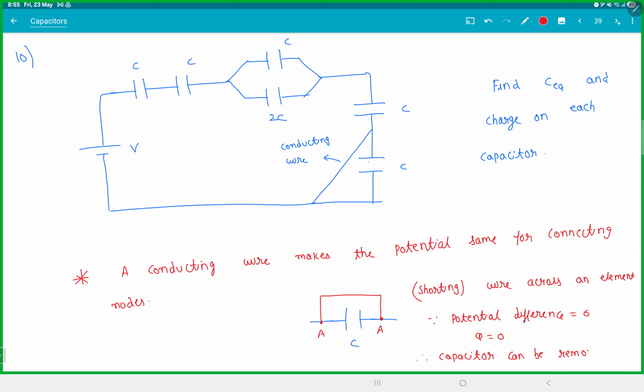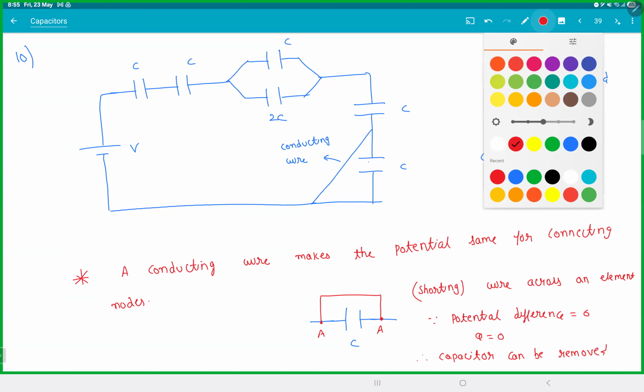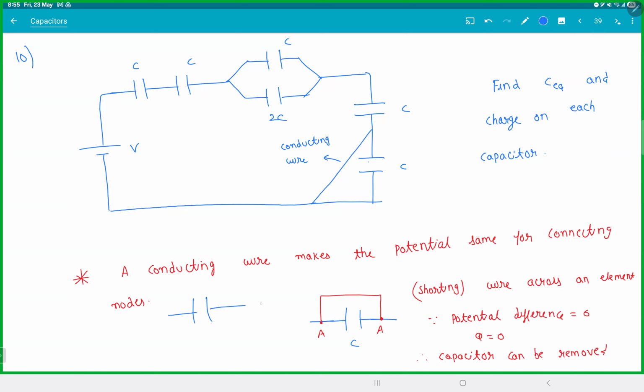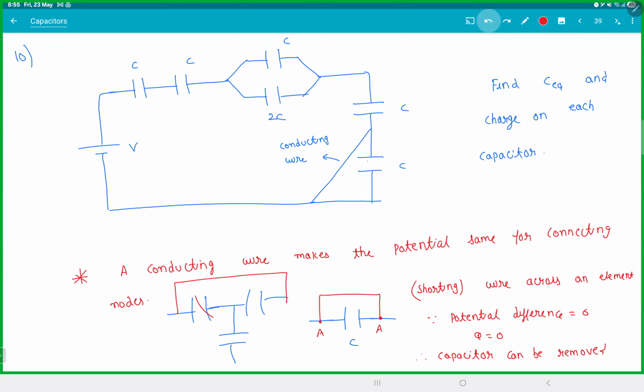You have to keep it across the element. Now you have to be careful. For example, if someone gives you a circuit like this, and now if you put a wire across this, you can't remove these two. Are you getting it? Because when you connect a wire like this, you simply made this point A and this point A, fair enough. This point is not A, this is some other point B, isn't it? The potential difference is not zero across any capacitor. You can't remove any of them.